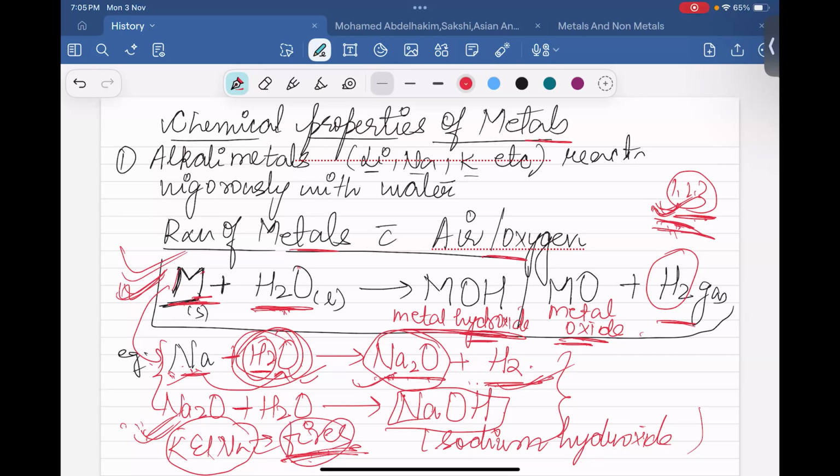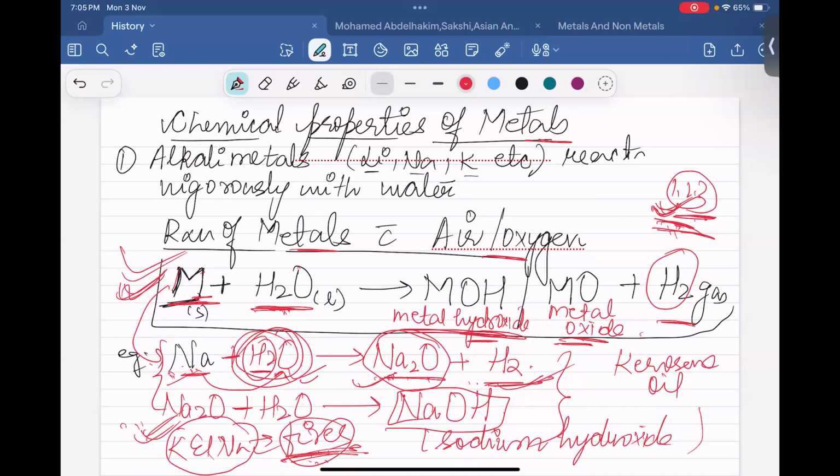To prevent this fire, we usually keep them in kerosene oil. Now get it? Why did I tell you that example yesterday? I made you write a question: why are sodium and potassium usually kept immersed in kerosene oil?